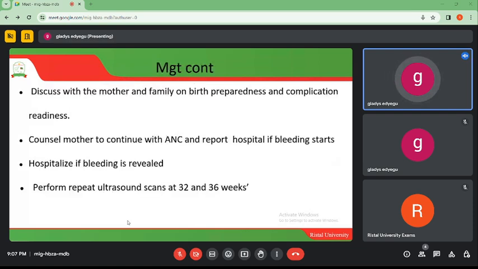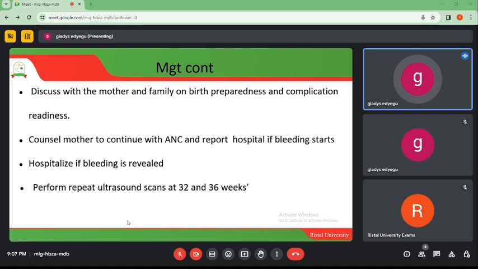Then discuss also with the mother and family on birth preparedness and complication readiness. So we all know that this is an obstetric emergency condition that can end up with complications. So when we get mothers with this kind of obstetric complications, we have to counsel them, and then we tell them the possible birth preparedness plans and also the possible outcomes so that they can be ready to handle those complications. Then counsel the mother to continue with ANC and report to hospital if bleeding starts.